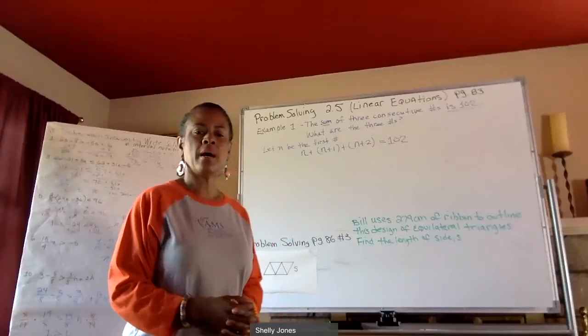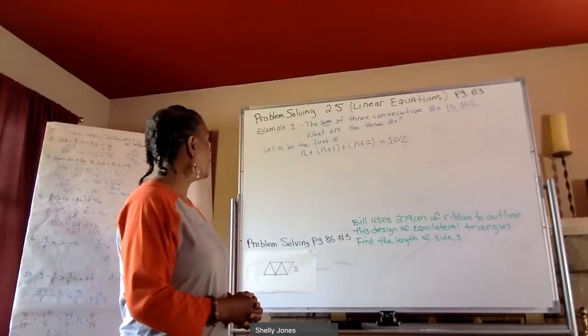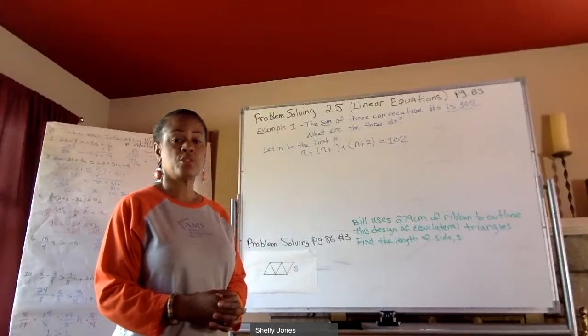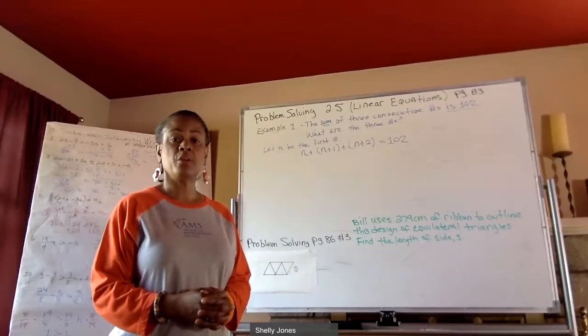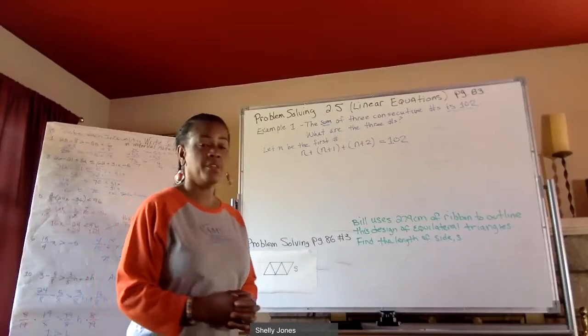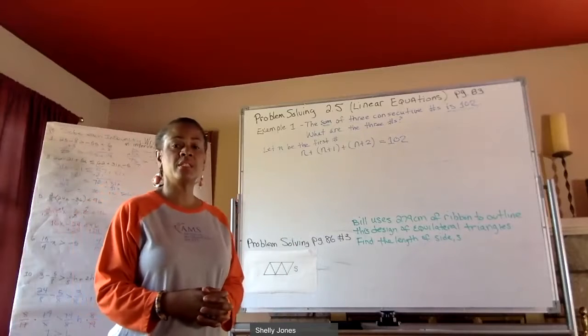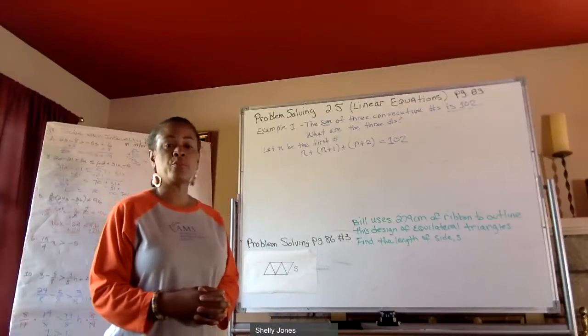Good morning. I'm Shelley Jones from Central Connecticut State University, and I will be working with the student workbook on Math Foundations, section 2.5, problem solving using linear equations, on page 83. So the first example says, the sum of three consecutive numbers is 102. What are the three numbers?